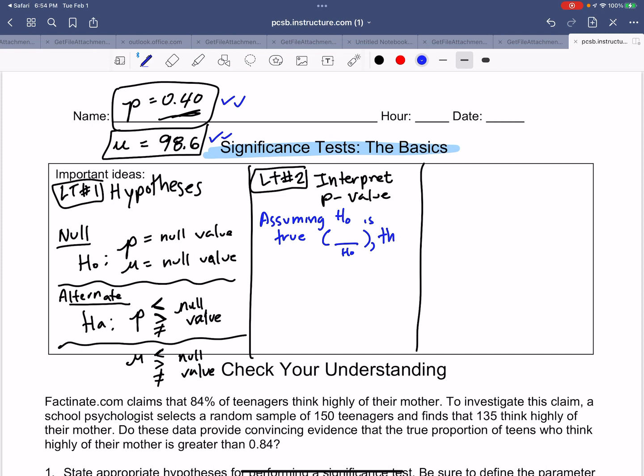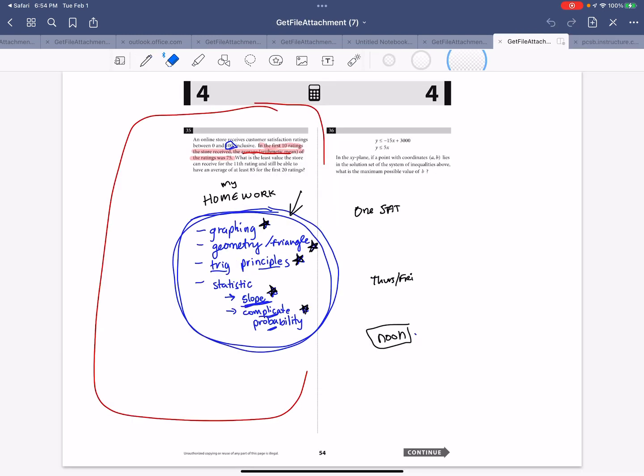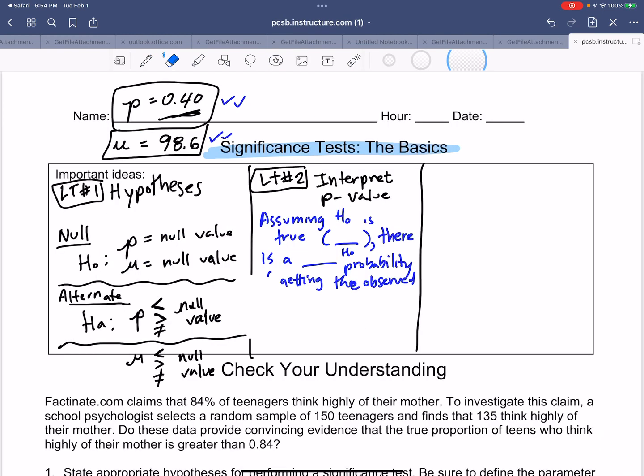then what we're saying is when we get a p-value, we're saying that there is a blank probability of getting the observation we got, the observed result.